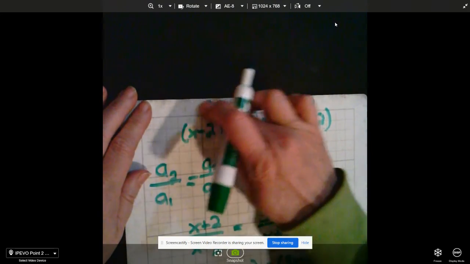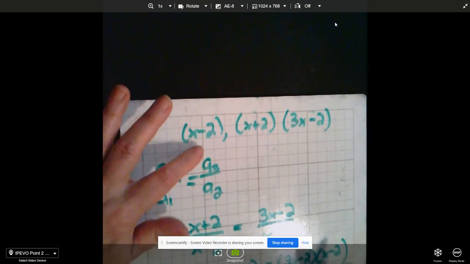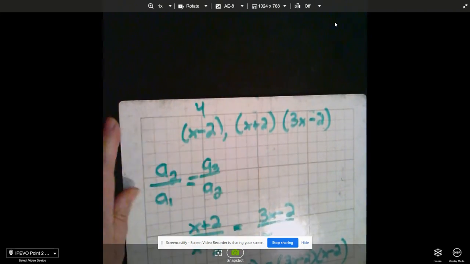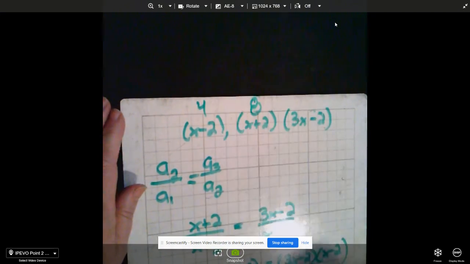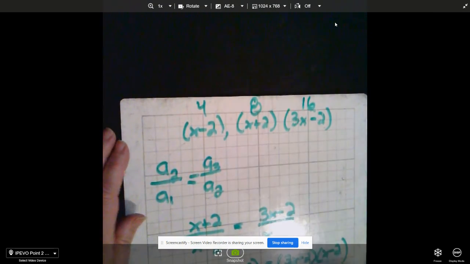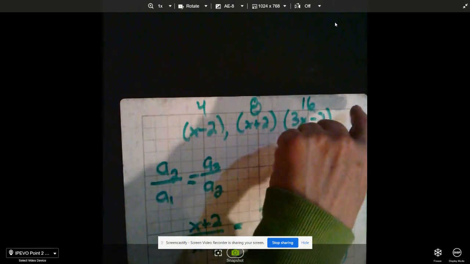Or if I plugged in 6, this would be 6 minus 2. This would be 4. This would be 6 plus 2, so this would be 8. If I plugged in 6, this would be 18 minus 2, so this would be 16. So you can see that I'm multiplying by 2 every time.